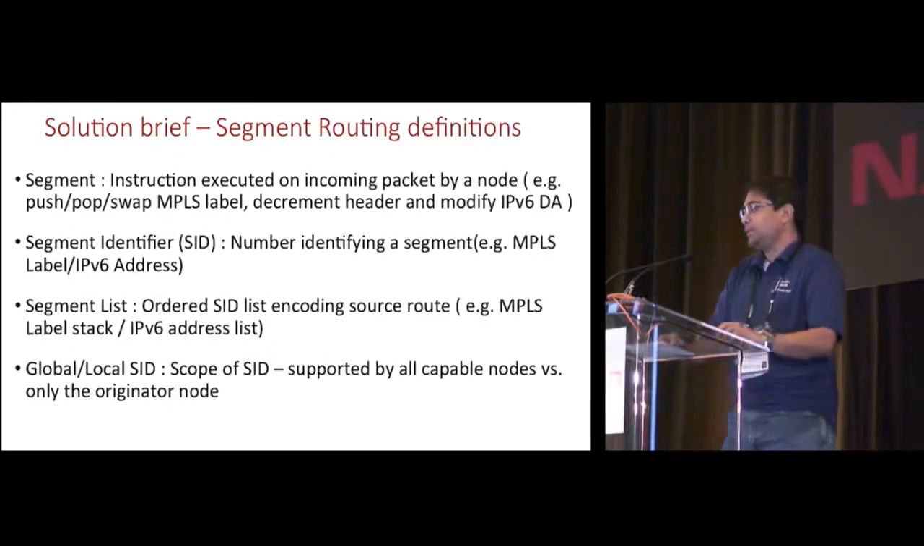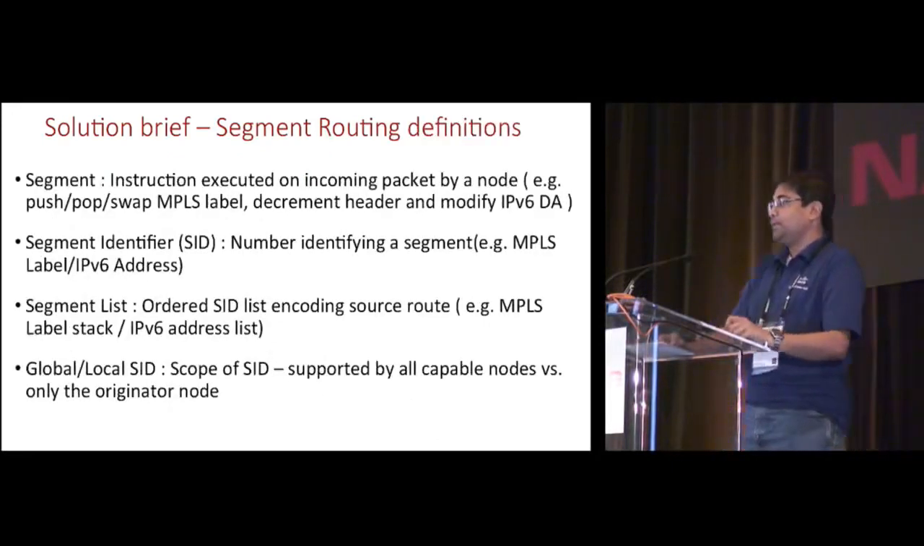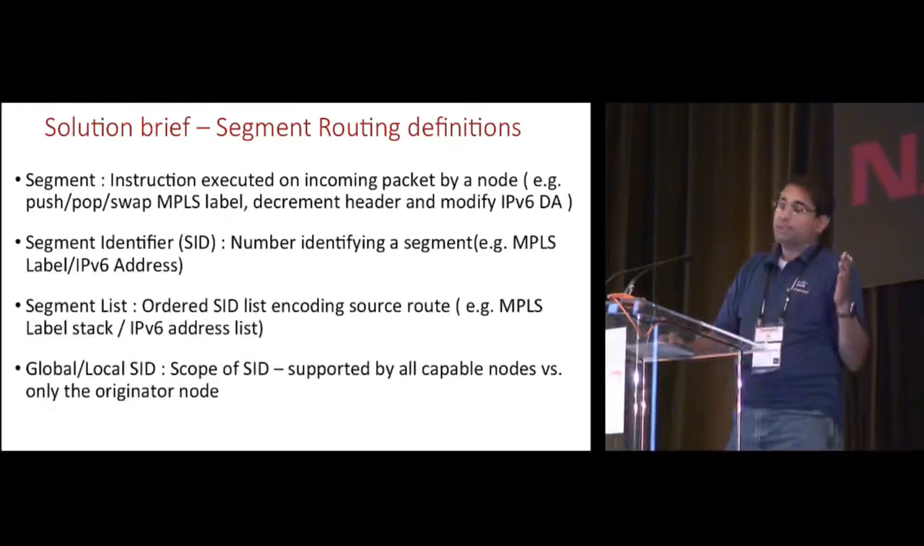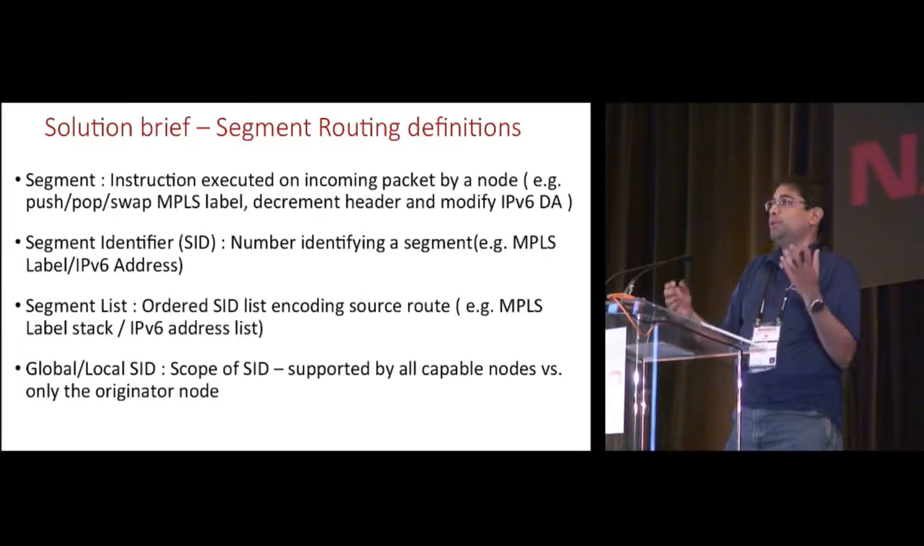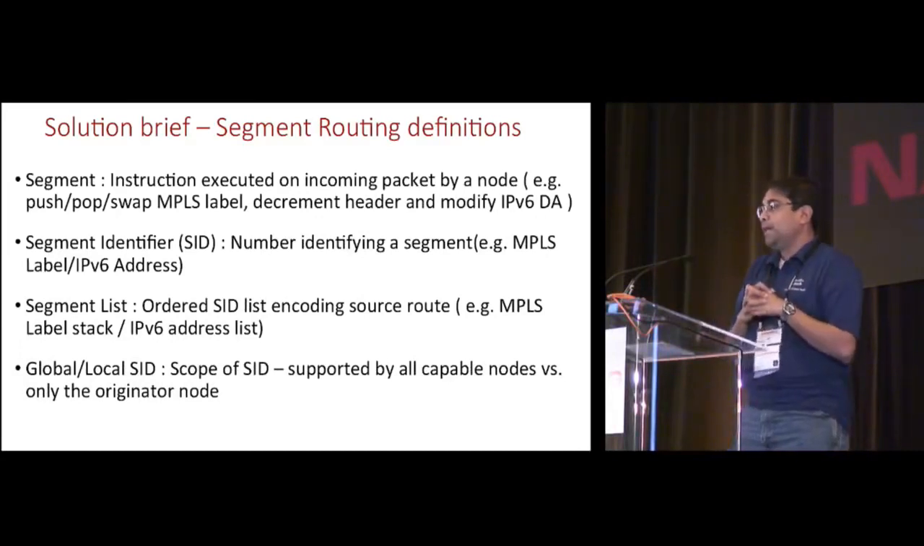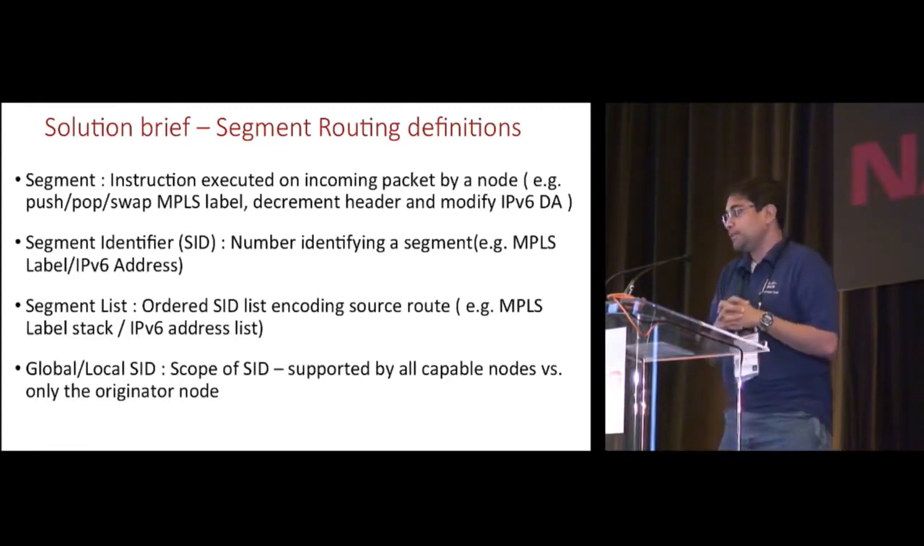A few definitions. I'm sure most of us are already aware of these. A segment is basically an instruction. If you apply it to an MPLS data plane, it will be mostly popping, pushing, or swapping a label. And if you do it in IPv6, it's very similar. It just decrements a header, which is an extension proposed by the segment routing draft, and modifies the destination address accordingly. So a segment identifier in the MPLS data plane is nothing but an MPLS label. In IPv6, it is an IPv6 address.